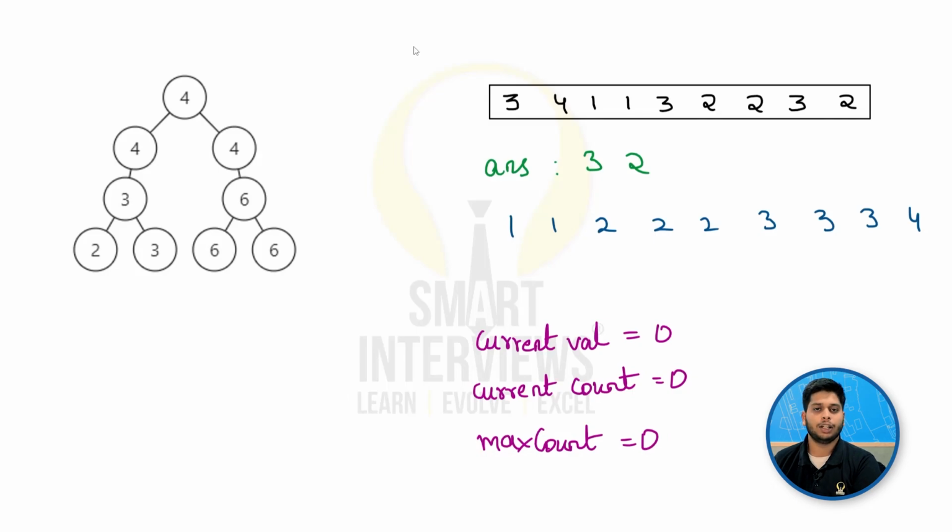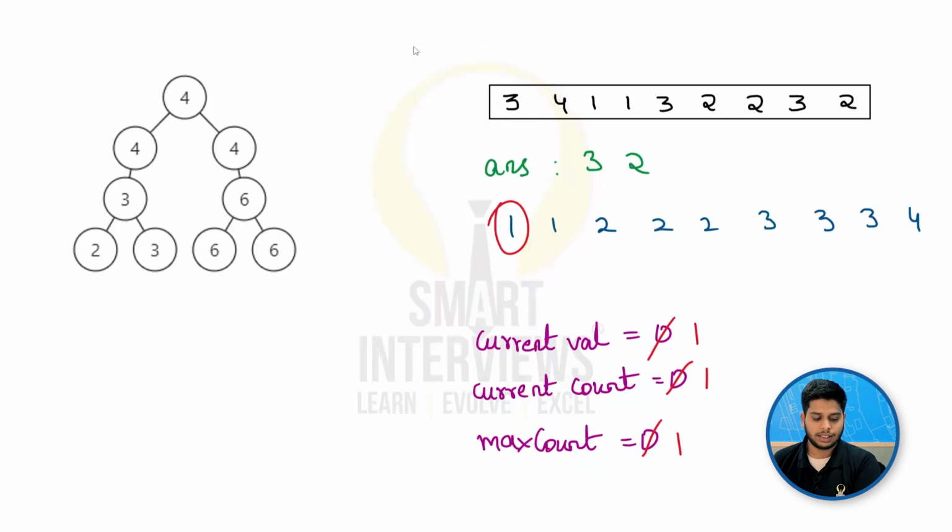Now, let us start iterating on the array. Let us start with 1. So the first element 1 is the first occurrence. So we are supposed to update the current value to 1. And since we are updating the current value, it indicates that this is the first occurrence of the value. So reset your count to 1. And if you compare the current count with the max count, we find that the current count is greater than the max count. So we are supposed to update the max count as well.